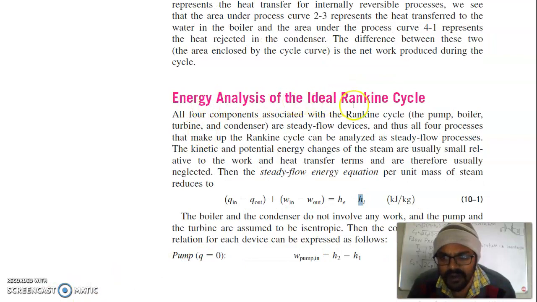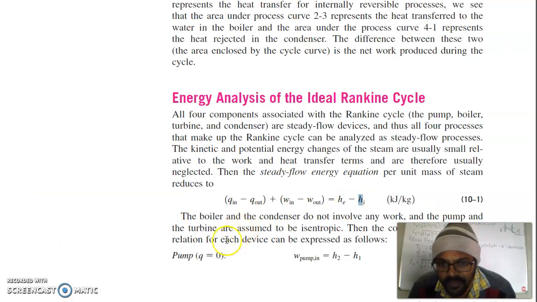Energy analysis of the Rankine cycle. All 4 components associated with the Rankine cycle, pump, boiler, turbine and condenser, are steady flow devices, and thus all 4 processes that make up the Rankine cycle can be analyzed as steady flow processes. The kinetic and potential energy changes of steam are usually small relative to the work and heat transfer terms and are therefore usually ignored. Then the steady flow energy equation is Q in minus Q out plus W in minus W out is equal to enthalpy at exhaust minus enthalpy at inlet.